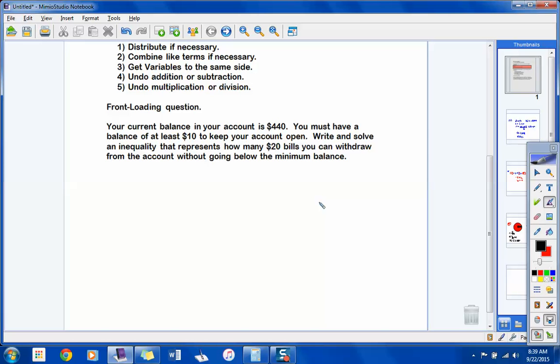Want to take a stab, Emily? You might do 440 minus 20x is greater than or equal to 10. All right, so say that one more time. 440 minus 20x is greater than or equal to 10.